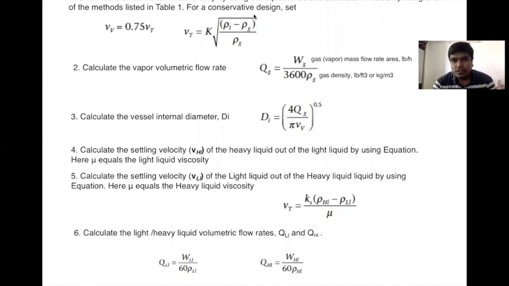And rho G is the gravity of gas, density of gas, right? Now further you see in the next process of this design, you have to calculate the vapor volumetric flow rate. Now this vapor volumetric flow rate is given by this equation, where you see that Wg is the gas mass flow rate in pound per hour, and rho g is the density. So if you have this value, you can find out the vapor volumetric rate.